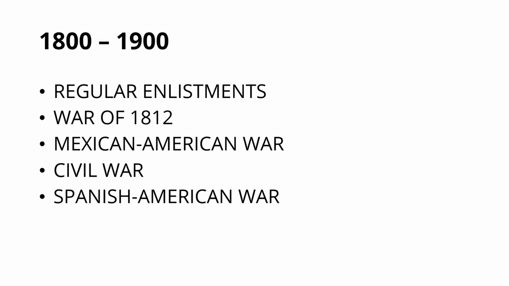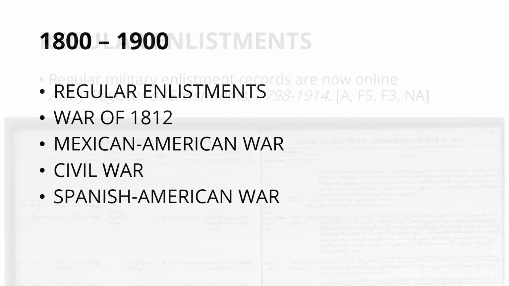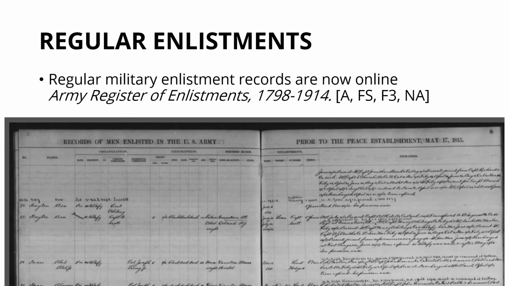Next, we will touch on each of the major conflicts of the 19th century. Registers of regular enlistments, 1798 to 1914, include name, organization, physical description, age, where born, details of enlistment, and remarks itemizing what happened to him during his service. Those registers are now posted on several websites.